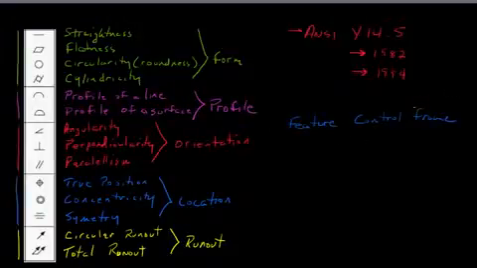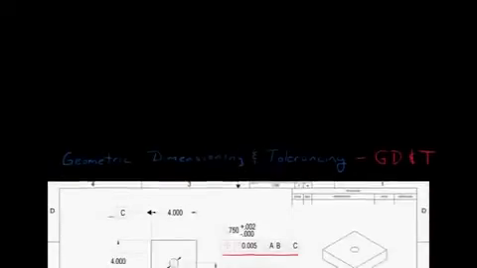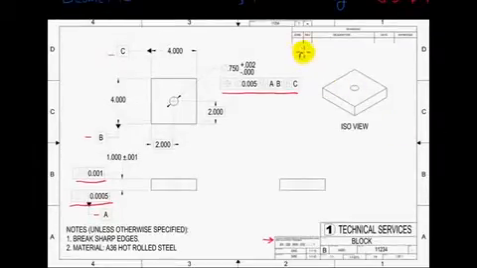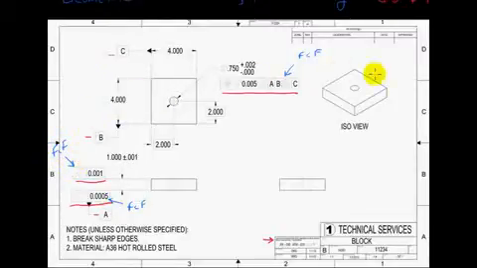Right? And I'm going to show you down here where they are. I'm just going to abbreviate it, but this is a feature control frame. Right? This is a feature control frame. And this is a feature control frame. All right?